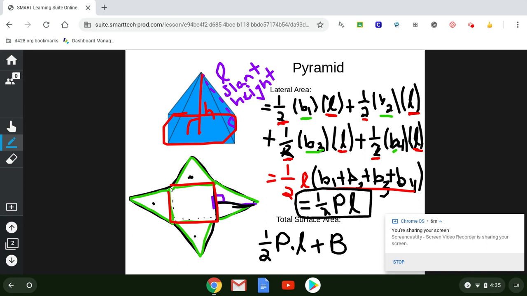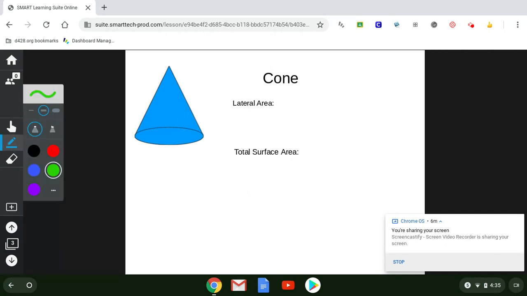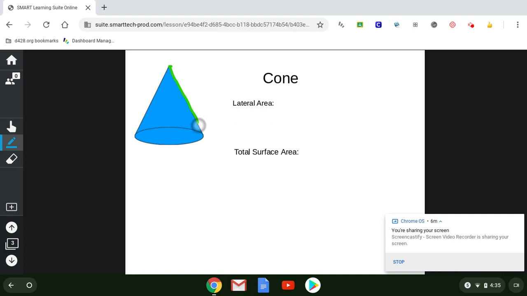I want to talk about a cone before we move on. So the lateral area of a cone. Again, the cone has a slant height. It goes from the top of the cone to the bottom. So I do have that cursive L slant height here.